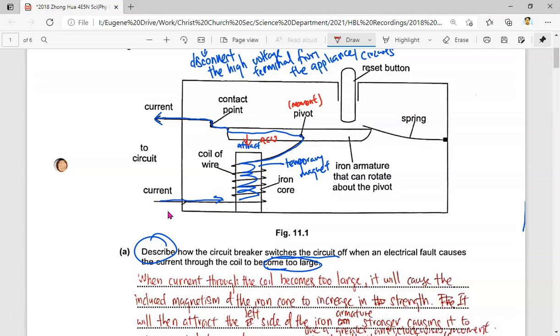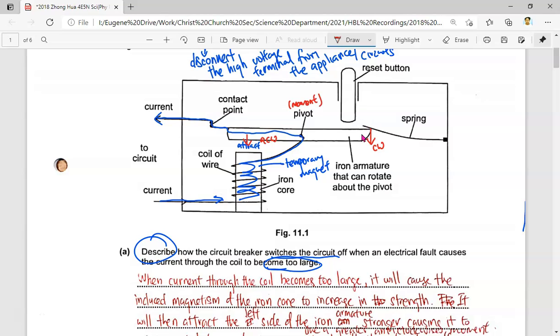However, it is not rotating. Why? Because the spring here is also exerting a downward force, and with the pivot, this gives a clockwise moment. So the whole iron armature remains in its current position because the anti-clockwise moment generated by this attraction is not able to overcome the clockwise moment generated by the spring. This is the situation when everything is working normally. The current flows to the pivot, to the contact point, and flows out through the whole circuit.